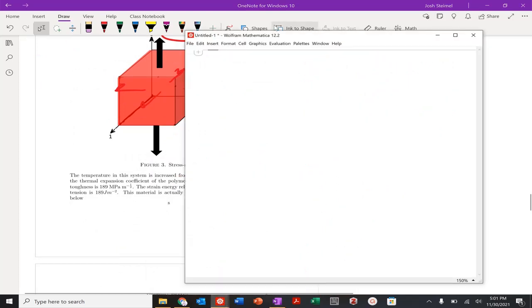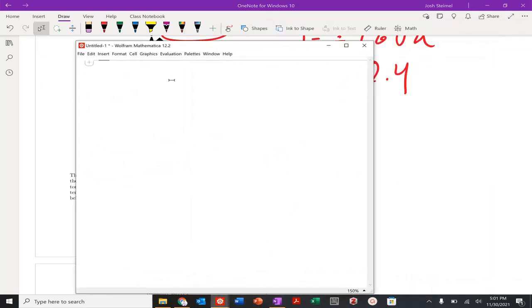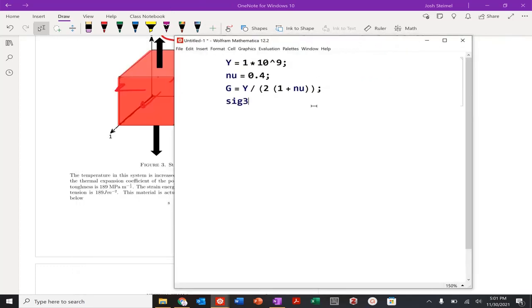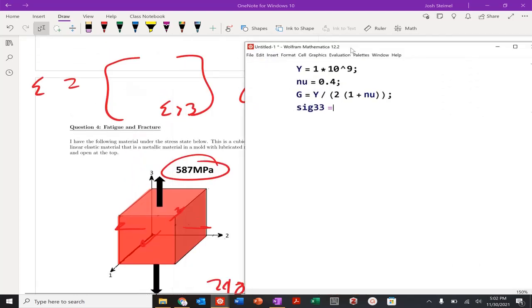So I've got my Y equal to 1 times 10 to the 9. My nu is equal to 0.4. My G is equal to, again, I'm not sure if we're going to need this, but just in case, Y over 2 times (1 plus nu). And so we got those values. We're also told that we've got sigma 33 set equal to 587 MPa. So 587 times 10 to the 9, or 10 to the 6, excuse me.